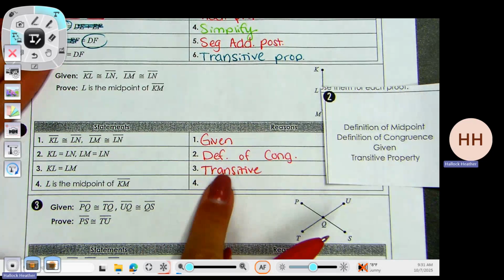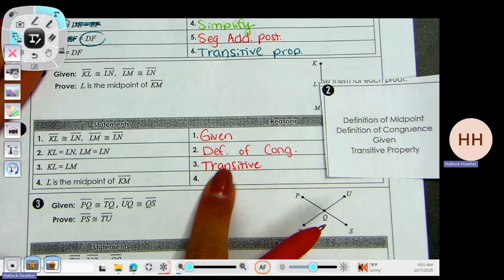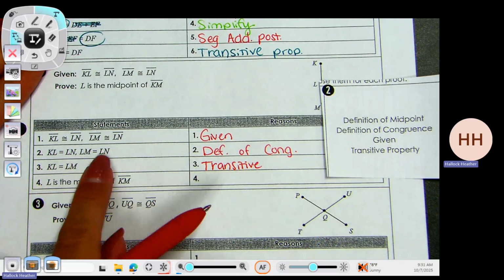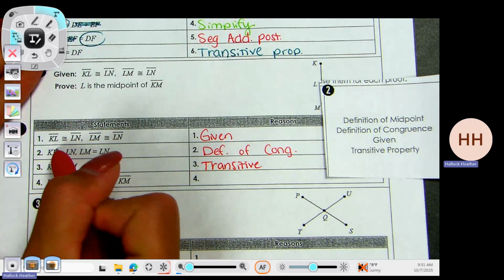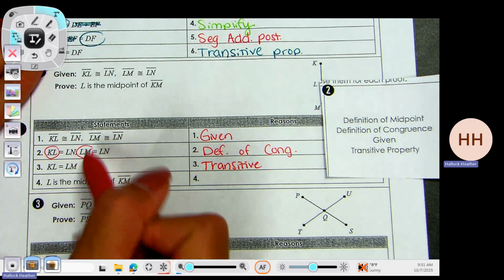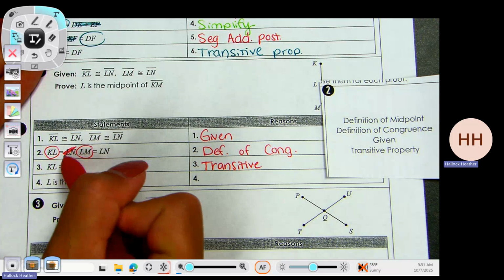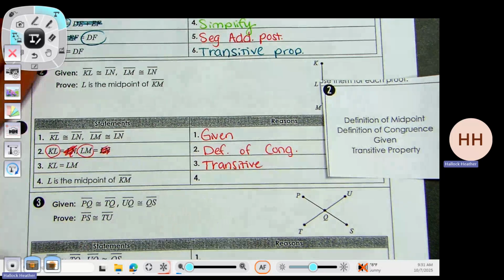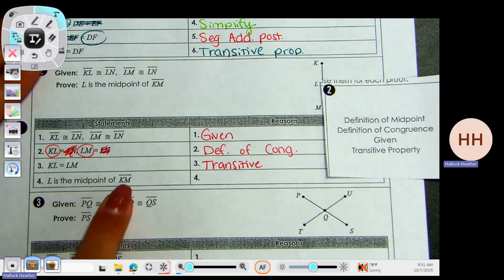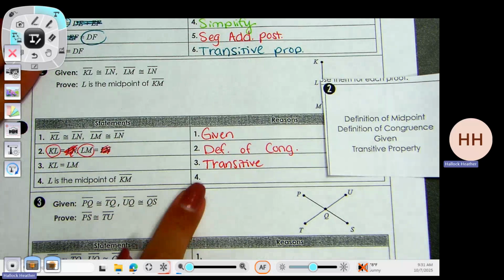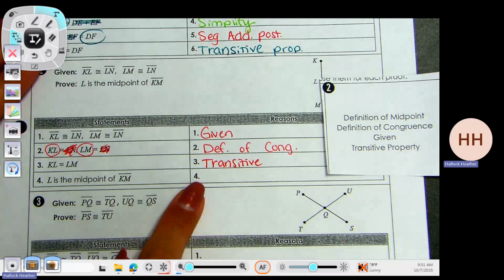Okay, so let's talk about transitive property. Transitive property is important. So it tells me that they are equal, and then notice that they get rid of what they share. They're saying KL and LM are equal to each other because they're getting rid of what they have in common. They're getting rid of LN. If I know this is equal to this and this is also equal to this, I can get rid of what they share and just set those two things equal to each other. The last thing says L is the midpoint of KM. So that would be definition of midpoint, because you're literally talking about midpoint.